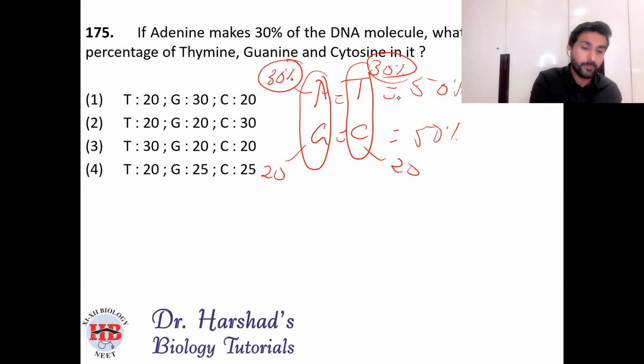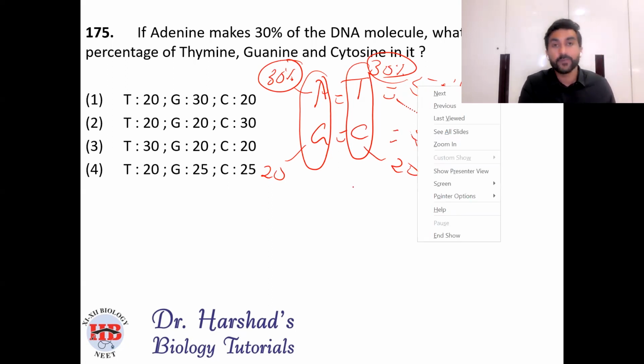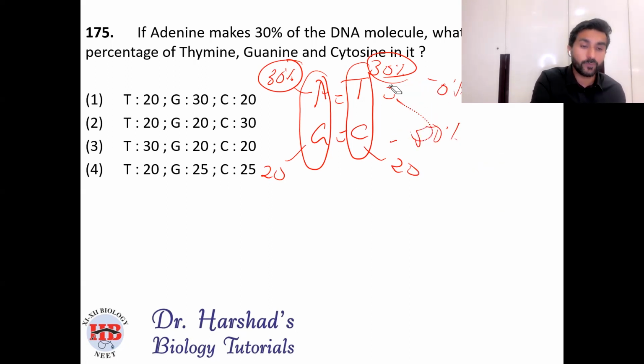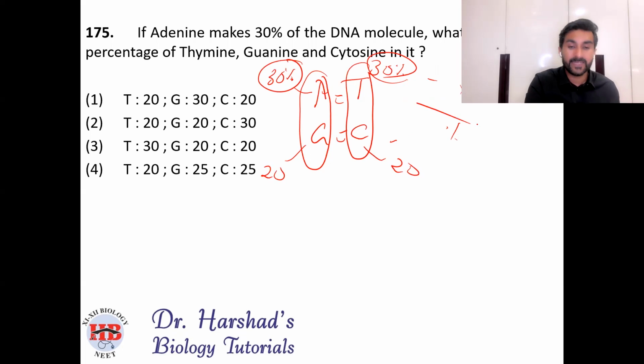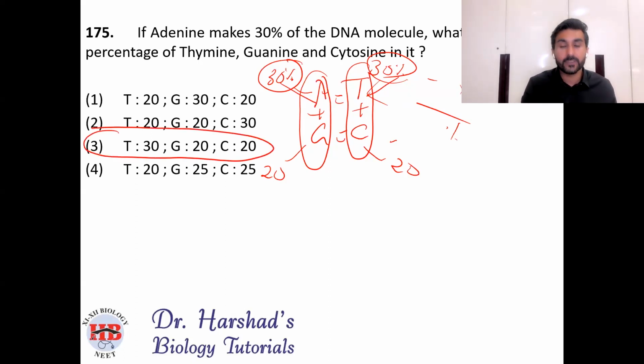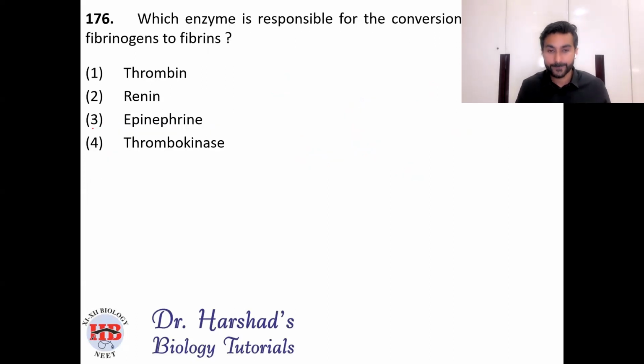If you remember purine pyrimidine ratio, the purine pyrimidine ratio has to be 1:1. That means A plus G should be 50%, T plus C should be 50%. They've given you the value of A. By that you get the value of T. That is 30%. Once you get T is 30%, you have only one option which fits. That is option number 3.